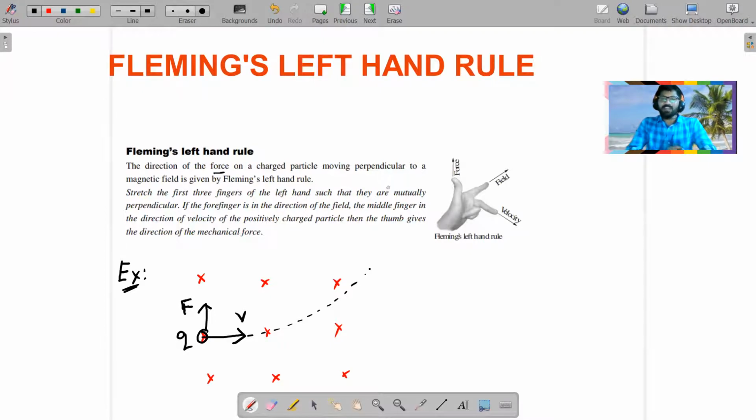Fleming's left hand rule says that if you stretch the first three fingers of the left hand mutually perpendicular to one another, like this, the first finger, central finger, and thumb should be mutually perpendicular. Then, if the forefinger is in the direction of the field, and the middle finger in the direction of velocity of a positively charged particle, then the thumb gives the direction of force acting on it. Got it?